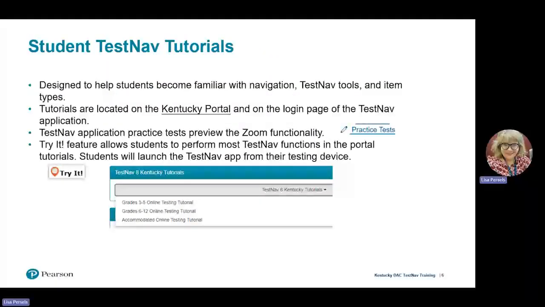Student TestNav tutorials are designed to help students become familiar with navigation, TestNav tools, and item types. Tutorials are located on the Kentucky portal and on the login page of the TestNav application. TestNav application practice tests preview the Zoom functionality. The Try It feature allows students to perform most TestNav functions in the portal tutorial. Students will launch the TestNav app from their testing device.